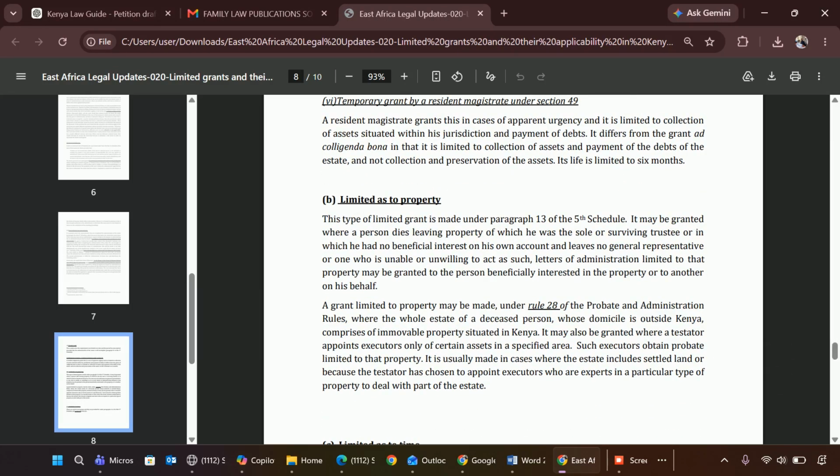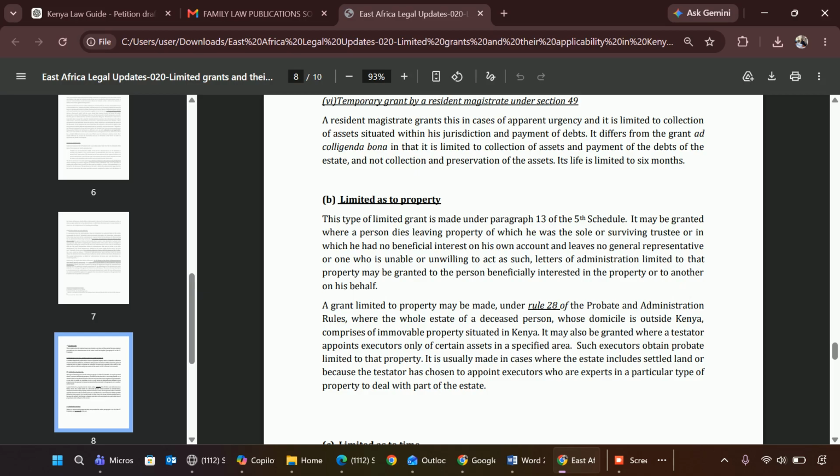Grant limited as to property. This type of limited grant is made under paragraph 13 of the 5th schedule. It may be granted where a person dies leaving property of which he was the sole or surviving trustee, or in which he had no beneficial interest on his own account and leaves no general representative, or one who is unable or unwilling to act as such.